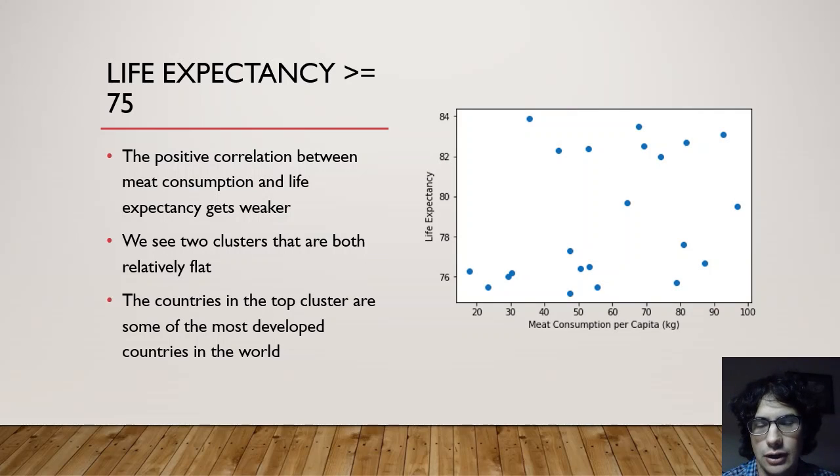Then I took that data and only took the points where life expectancy was greater than or equal to 75. Here you can see the positive correlation is almost non-existent, almost flat, no correlation. We see two clusters in this data, one that's 78 and below life expectancy and one that's 80 and above. As it turns out, the countries in the top cluster are some of the most developed countries in the world, like top 10, top 20 on the Human Development Index, while the ones in the bottom cluster are not. So there are some countries that eat a lot of meat and also have a very high life expectancy, and that seems to relate to being some of the most developed countries in the world. But it's still a slightly positive correlation, no negative correlation.